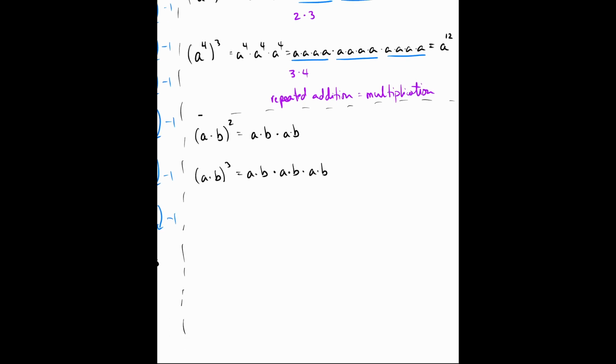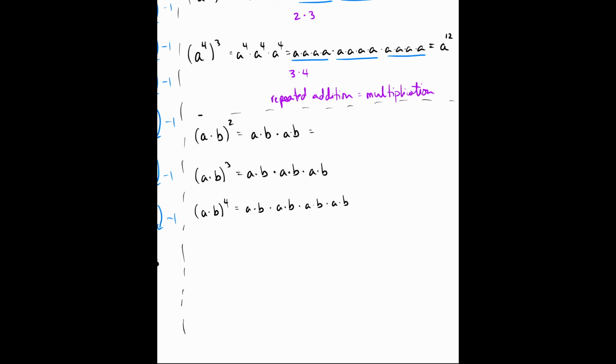If we did this to the 4th power, that's a times b times a second a times b times a third a times b times a fourth a times b. Awesome. Okay, well, that looks a little bit unorganized. Let's organize this a little bit.